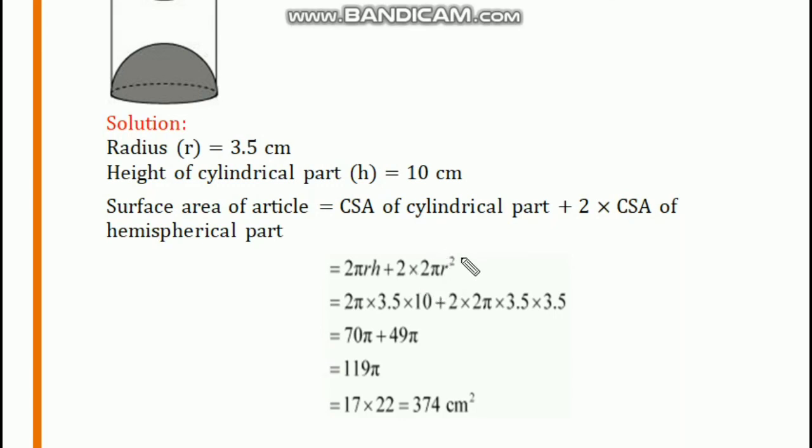Then substitute the values in the given formula. Finally we get 119 pi, with pi value 22 by 7, and 7 and 119 will be cancelled, so 17 into 22. So the answer is 374 centimeter square. The surface area of the article is 374 centimeter square.